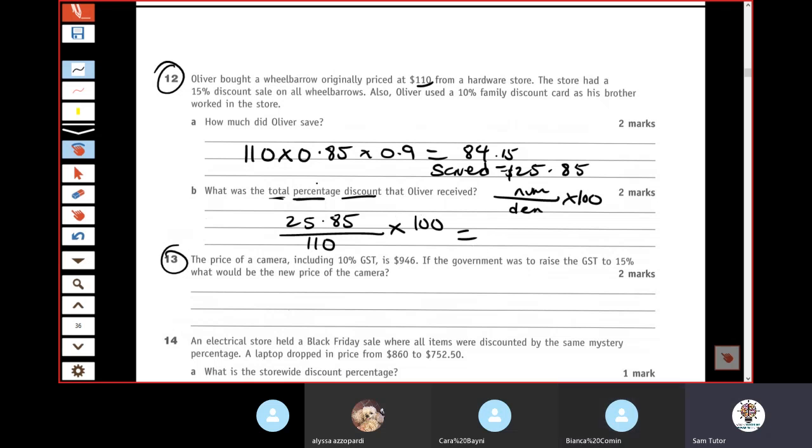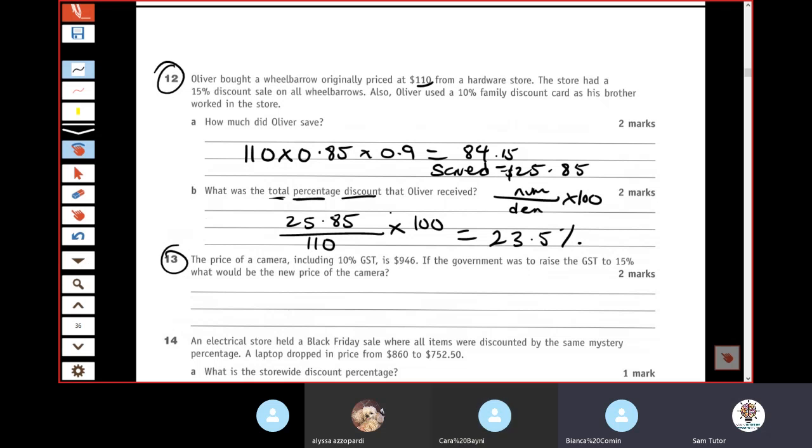Don't let these little ones confuse you. Oh, percentage, I don't get it. It's just a fraction. Times 100, I think it's looking like 23.5% discount, which makes more sense than 25% discount. So it's not 25, which I know we understand. Any questions?